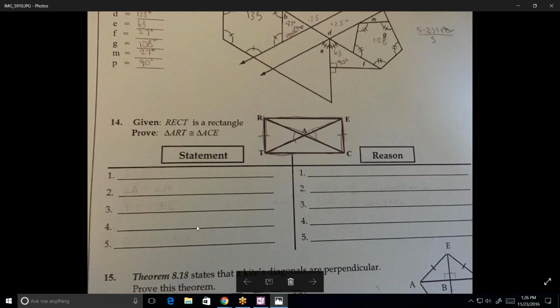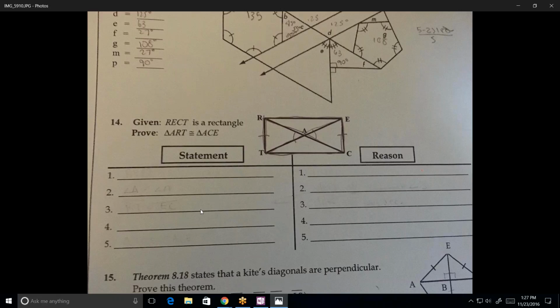Okay, give me the 5 reasons. What goes in number 1? The given. Okay, what about number 2? Angle A is congruent to angle A. It's not angle A. Angle A is this obtuse angle right there. Oh, so you have to define the angle by 3 letters. Angle RAT is congruent to angle EAC, or CAE. Based on? Vertical angles. Okay.